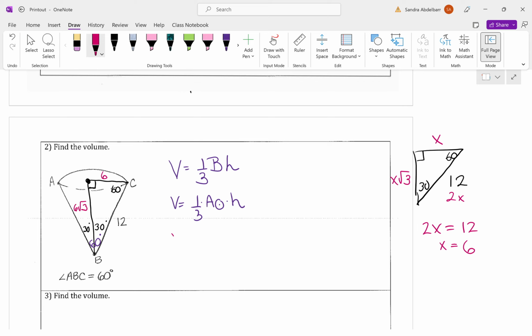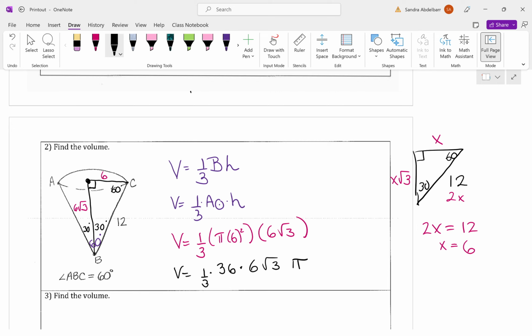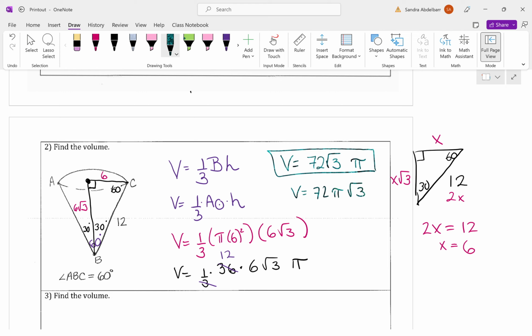You got it. So the volume is going to be 1/3 pi 6 squared times 6 root 3. So we are 1/3 times 36 times 6 root 3 times pi. So 3 goes into 36 12 times. So we are left with 12 times 6 root 3 is 72 root 3 pi. If you were to write 72 pi root 3, it's the same thing, guys. It's all multiplication. It's all commutative. It doesn't matter.